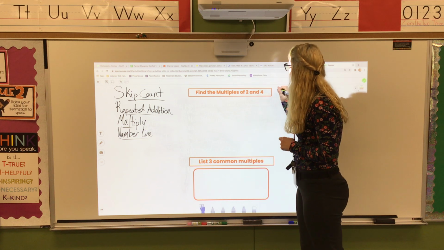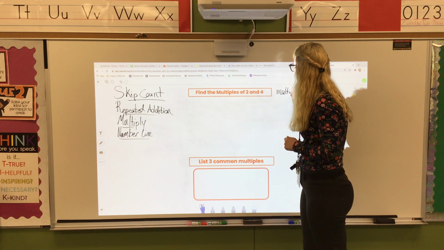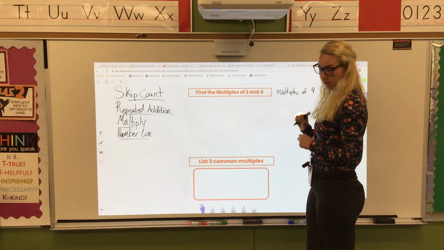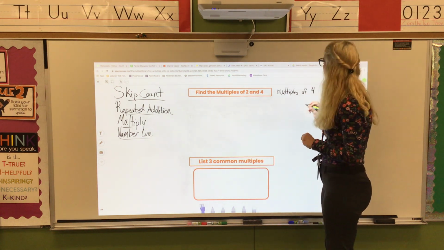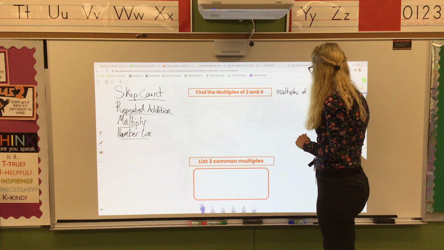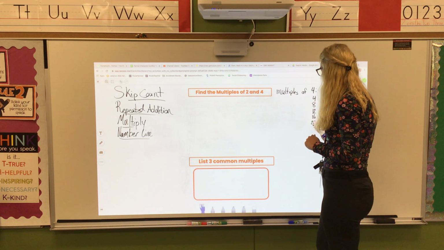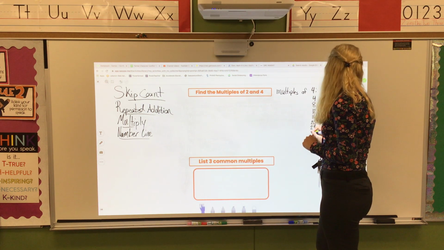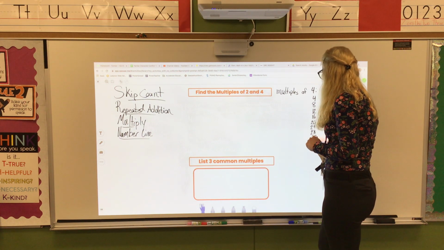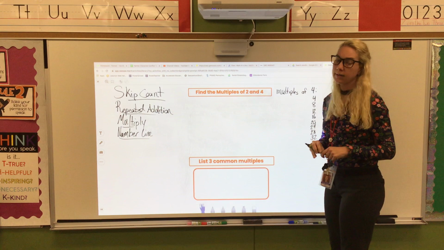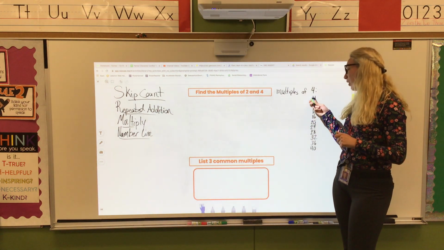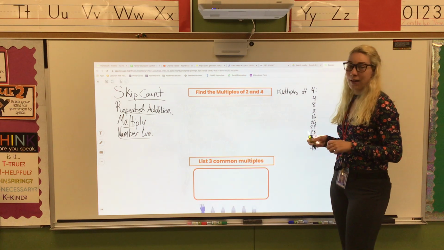So if I'm doing the multiples of 4, we shouldn't have to go more than 10. Let's start that off, and we got 4, 8, 12, 16, 20, 24, 28, 32, 36, 40. Now, because Miss Farmer knows her multiples, because I know how to count by 4s, I know that this is 10 multiples without having to count them.